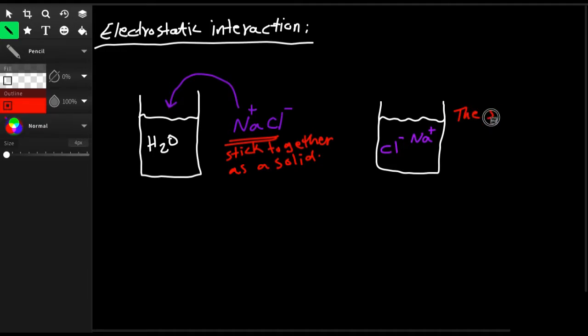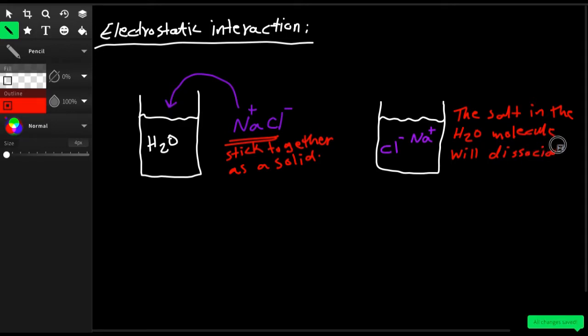The salt in the water molecule will dissociate into ions.